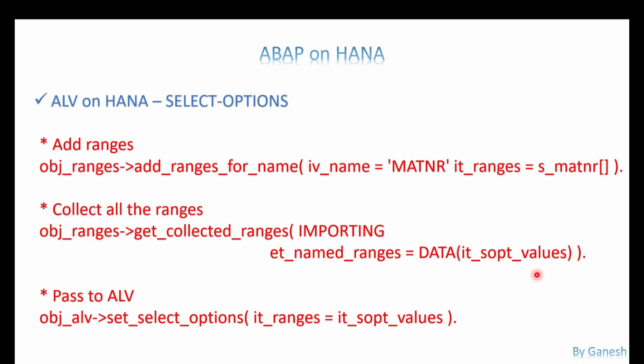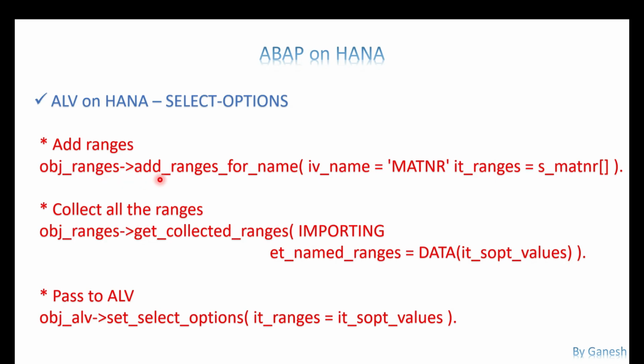And select option: how to handle a select option with this ALV with IDA concept. It's the same as how to pass a select option to the AMDP method. We have to make some internal table with the values of select options, along with the data element concept. So here, imagine I have a select option called S underscore MATNR, and this is the data element for this select option.